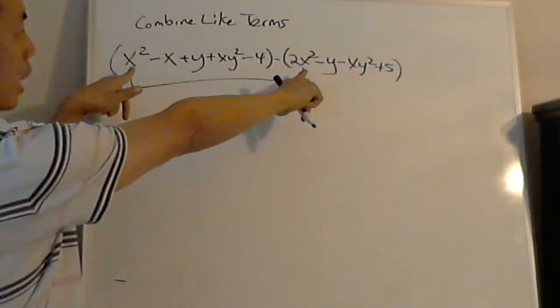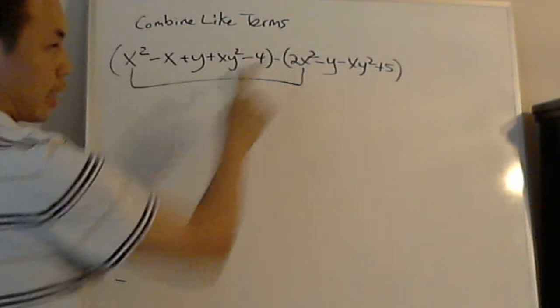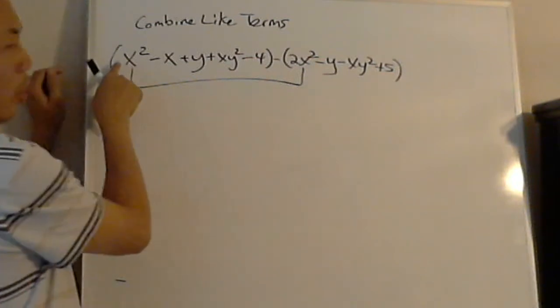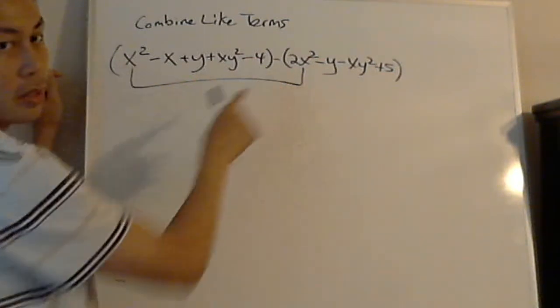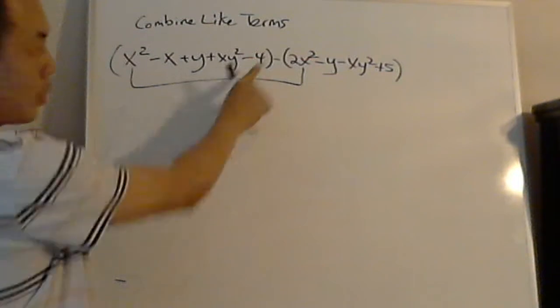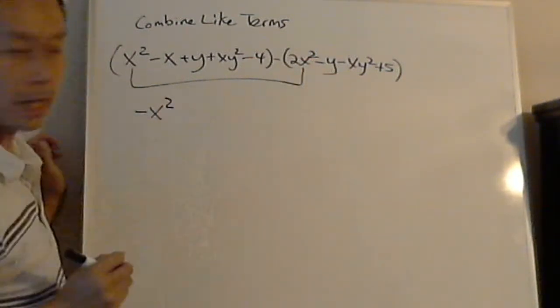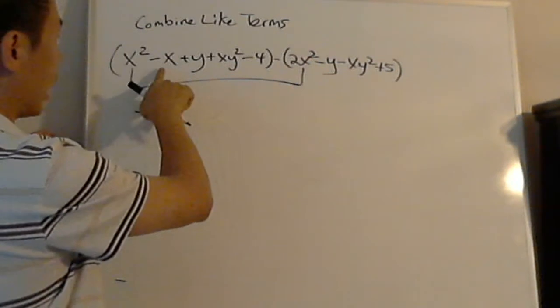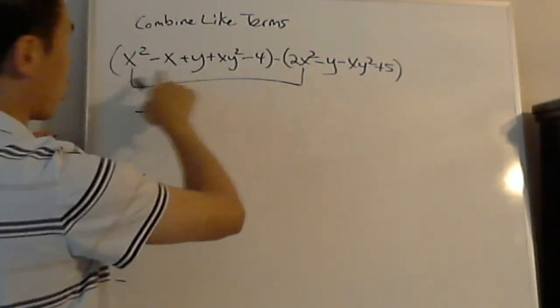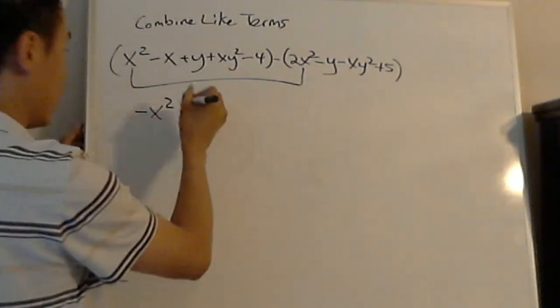X squared, you can combine them. So it's x squared minus 2x squared, which is, there's a 1 always in front of the x squared, right? So 1 minus 2 is negative 1, right? So it's a negative x squared. And then you find out where negative x is. There's no other negative x here to combine, so it's just negative x.